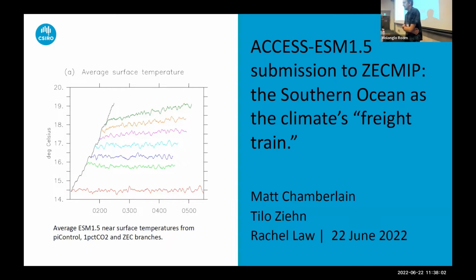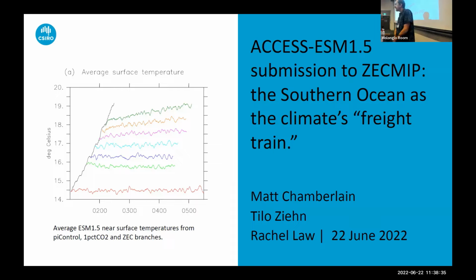So I'm going to get to some experiments and results that we got with the Access ESM that was submitted to and were part of ZECMIP, the Zero Emission Commitment Model Intercomparison Project. ZECMIP itself wasn't actually part of CMIP6, but it was put together at the same time, and so a lot of the models that were being submitted to CMIP6, or those that were able to, some of those submitted to ZECMIP as well. And I'm going to share some of the interesting results here.